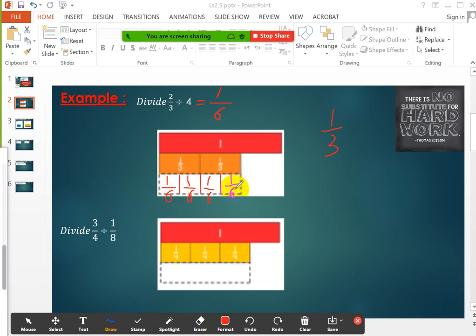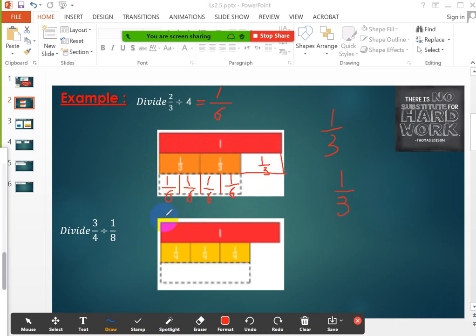The unit fraction that is less than 1 over 3 is what? It is 1 over 6. That means if you divide 1 over 3 into 2 parts, it will be 2 over 6, that means each one is 1 over 6. Look, 1 over 3, 1 over 3, 1 over 3. This is because I divide into 3 equal parts.